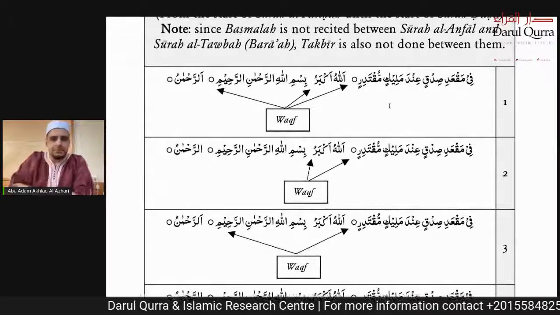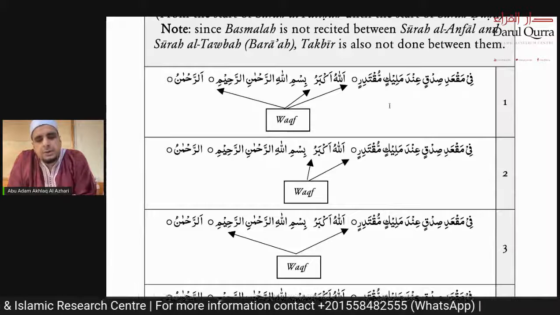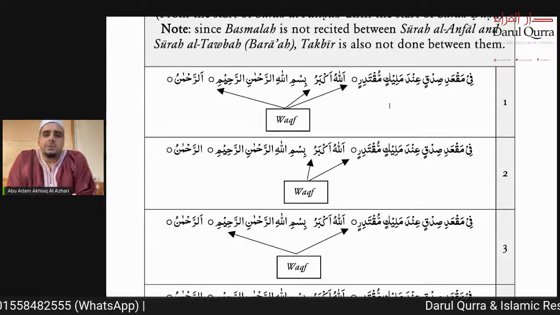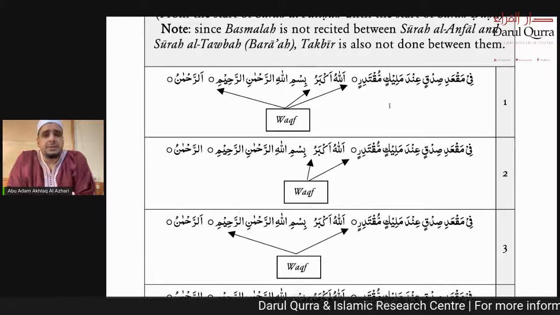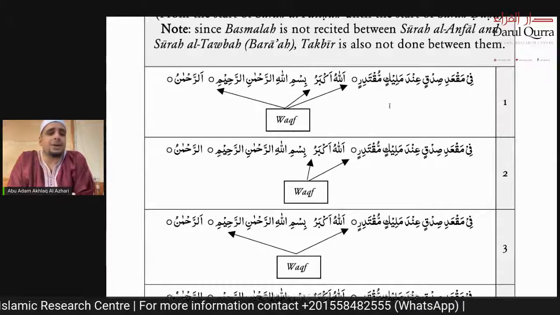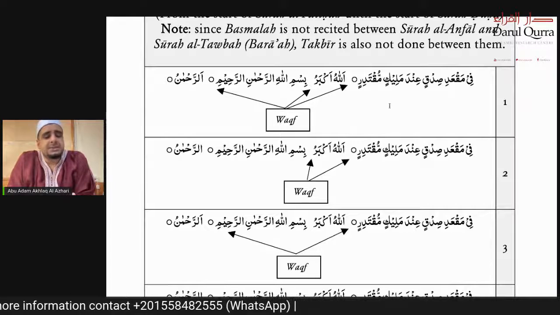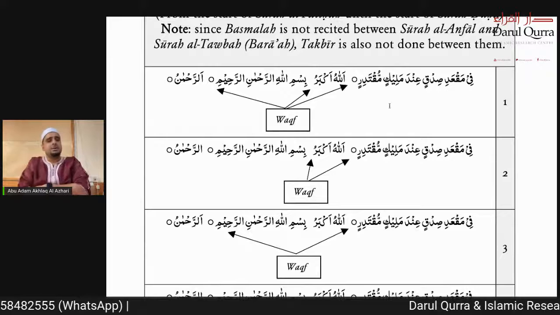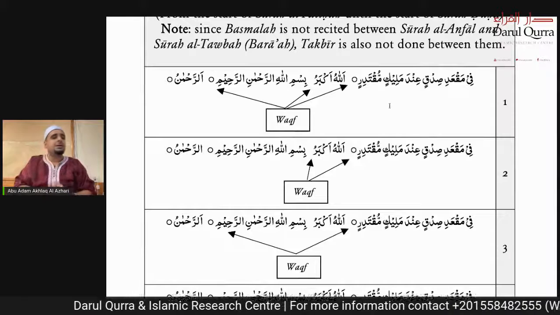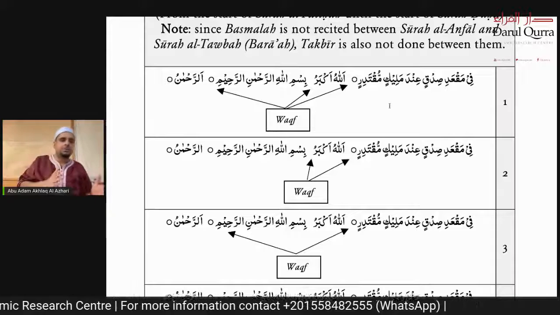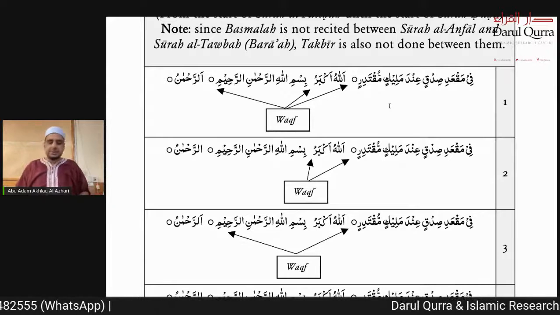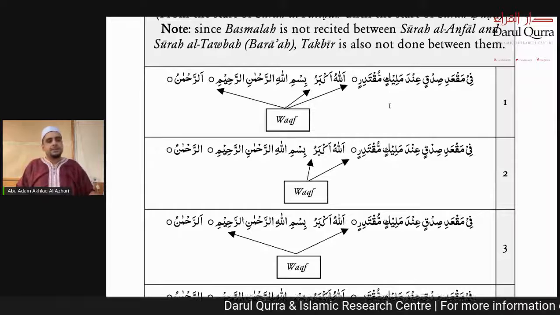Number one, the first scenario: we're going to do waqf between all of them. Faslul kull. So how are we going to do that? Fi maq'adi sidqin 'inda malikin muqtadir. Allahu akbar. Bismillahir rahmanir rahim. Ar-Rahman. So we've broken each one up: waqf, waqf, waqf. We've done waqf between the last ayah of a chapter, the takbir, the basmala, and the beginning of the next surah.